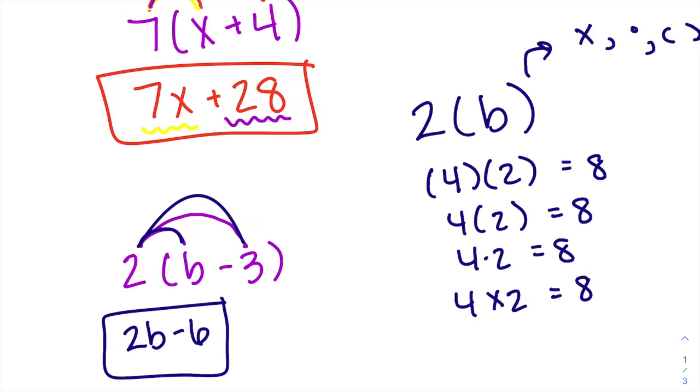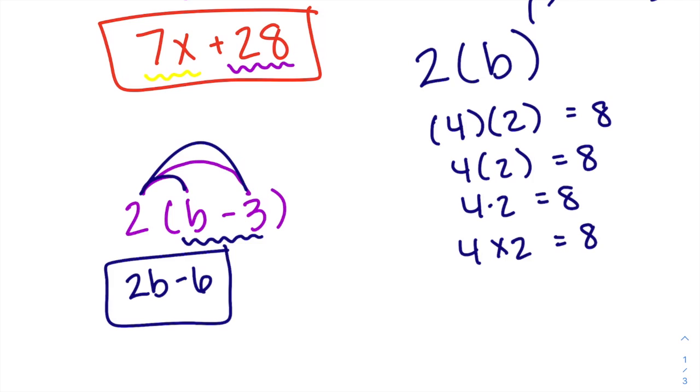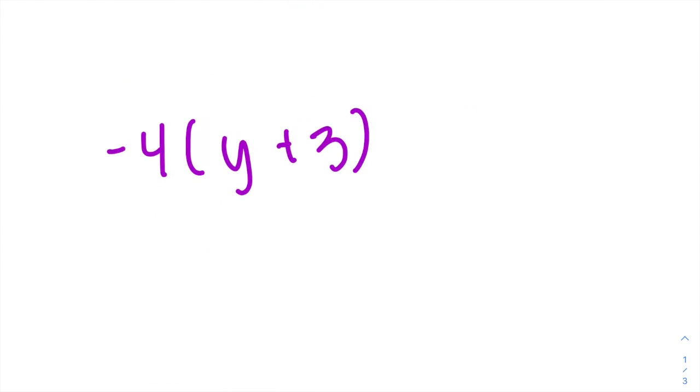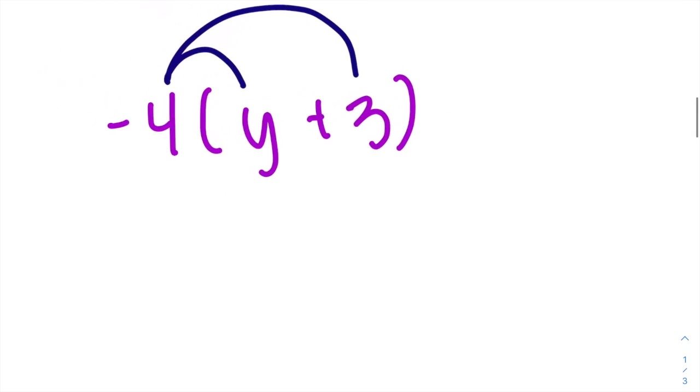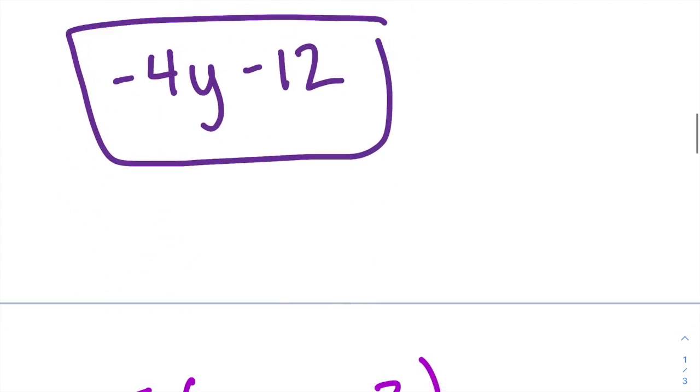And so when we're doing the distributive property and we have an entire statement in parentheses, so a statement being like b minus 3, that number on the outside is multiplying everything, each part. Here I have negative 4 times y plus 3. I'm going to take negative 4 and multiply it by y, and then also take negative 4 and multiply it by 3. Negative 4 times y is negative 4y. Negative 4 times positive 3 is negative 12. So notice how I have a minus 12 there. It's because I had a negative number times a positive number. I have negative 4y minus 12.